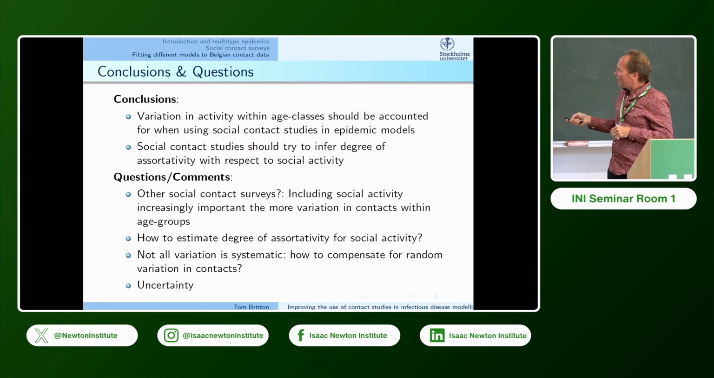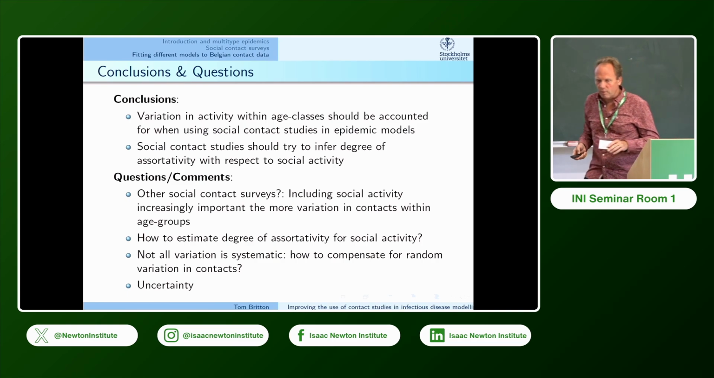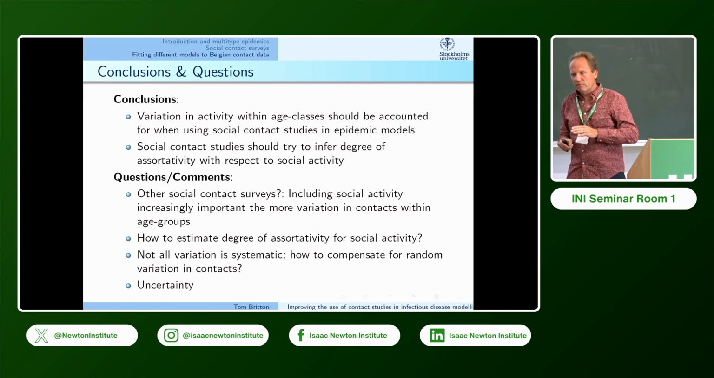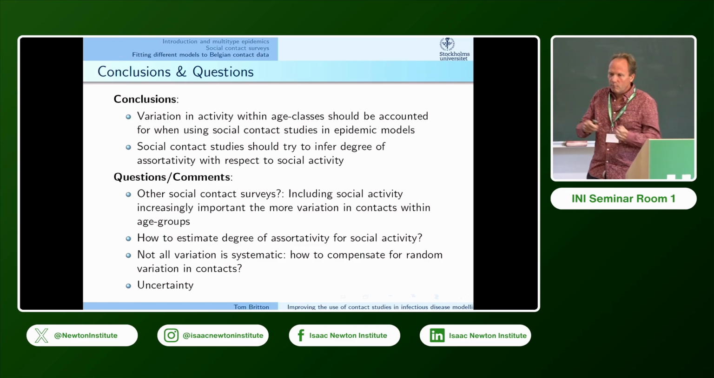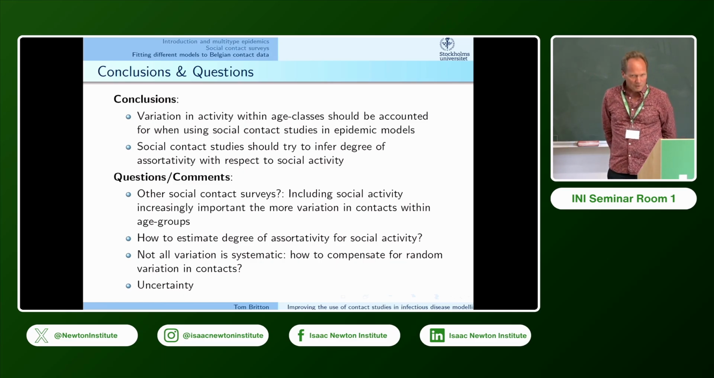So how to compensate for that? But in the data sets we saw, there were very, very big differences between different groups, and they were followed up, so there were people systematically having much higher contact numbers and others having much lower contact numbers. Okay, thank you very much.